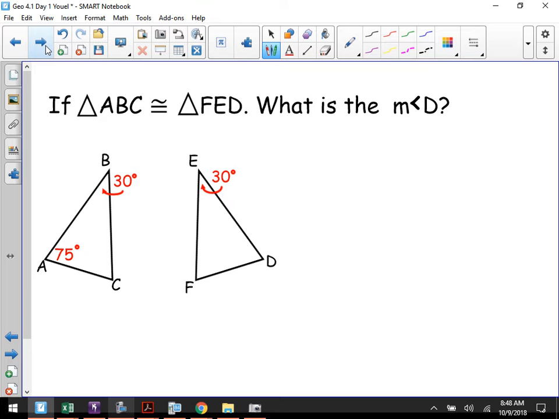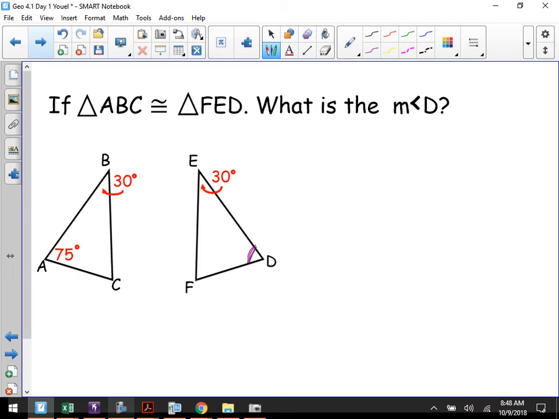We're looking for the measure of angle D. So we're looking to find this measure right here. How many degrees are there in a triangle? 180. Okay. Do you guys know why there's 180 degrees in a triangle? Yep, each angle adds up to 180 degrees.